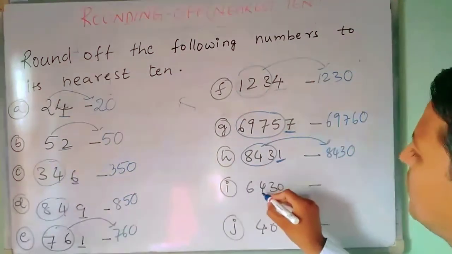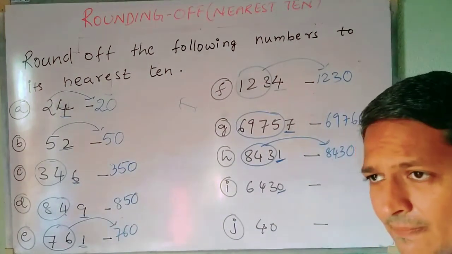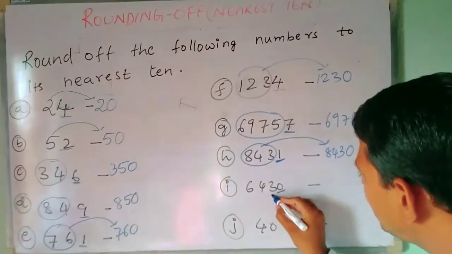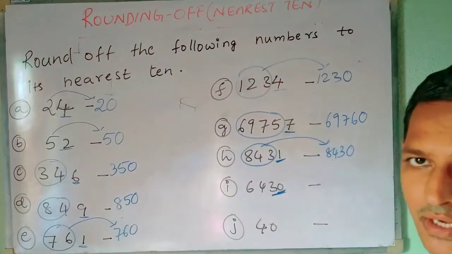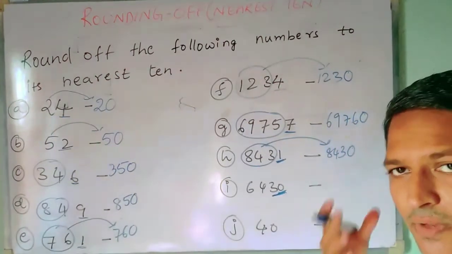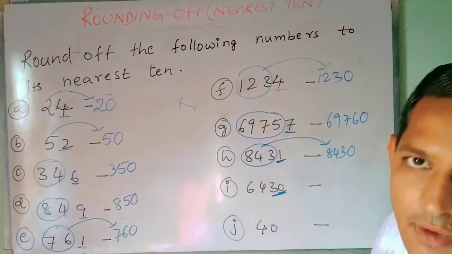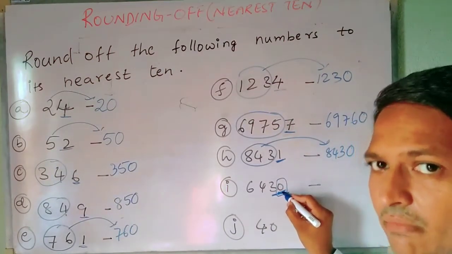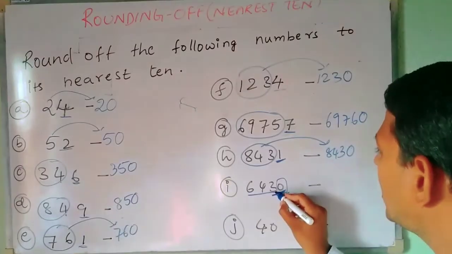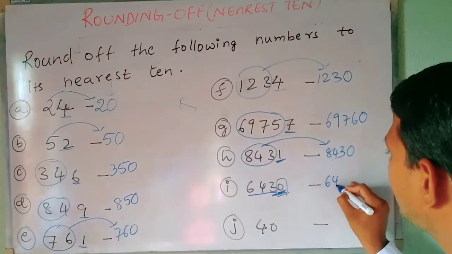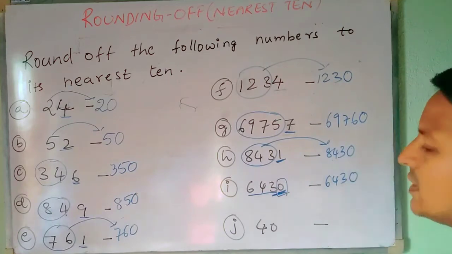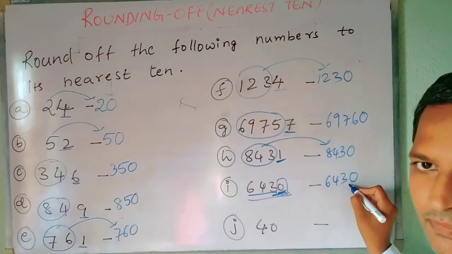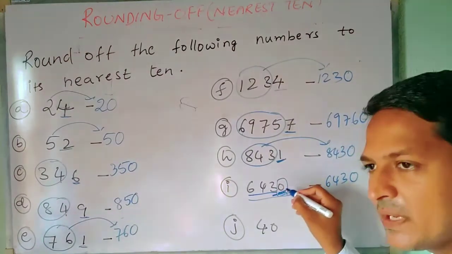Here 6,430. What is there in ones place? Ones place is 0. When the ones place is 0, it is already at its nearest 10. Or if we go by our rule, if it is less than 5, is this digit less than 5? Yes, this is less than 5. So what is the number? The same number we place, and we write 0 here. So for this the nearest 10 is the same. Why? Because already in the ones place there is 0.